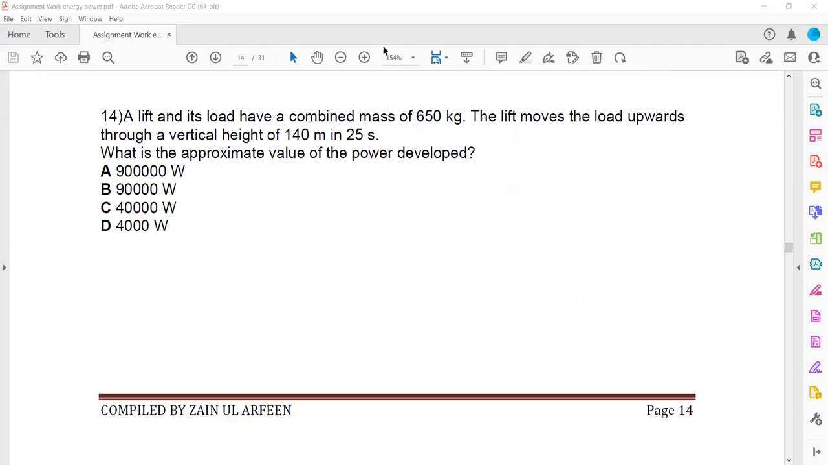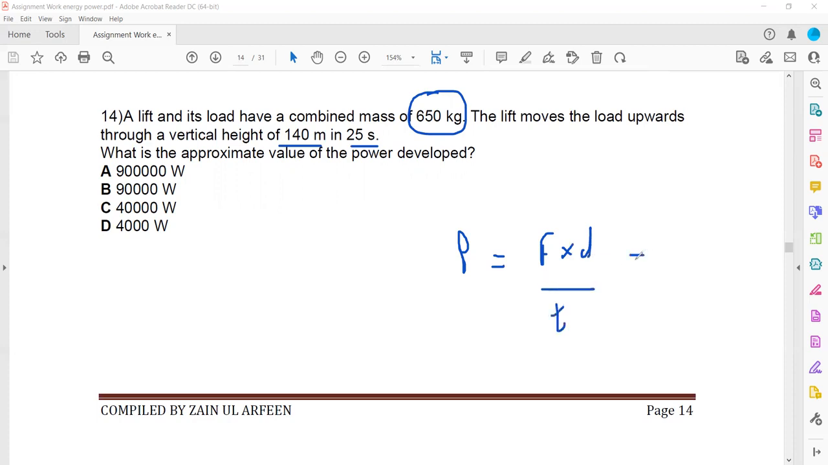In question 14, a lift and its load combined mass is 650 kilograms. The lift moved upward through a vertical distance of 114.25. Approximate the power. So power is equal to force times distance divided by time.